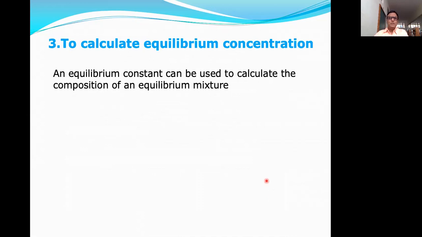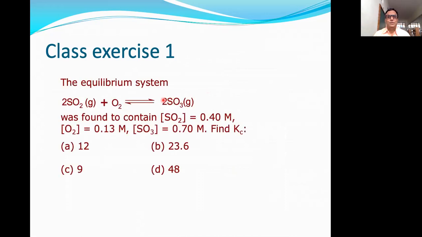The third application is to calculate equilibrium concentrations. An equilibrium constant can be used to calculate the composition of an equilibrium mixture. So these are the applications of equilibrium constant. Now we'll see some problems.